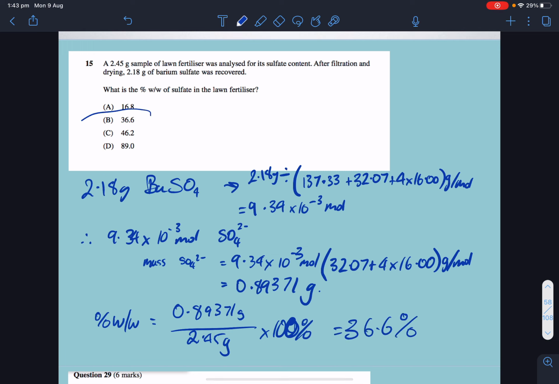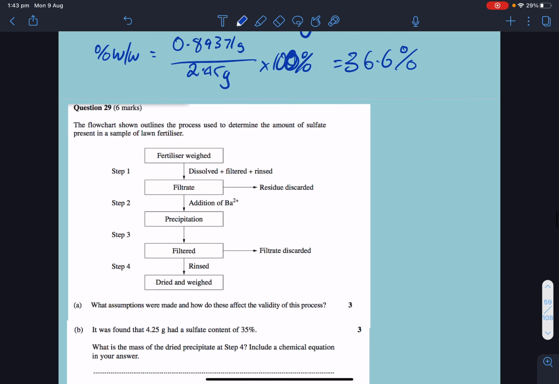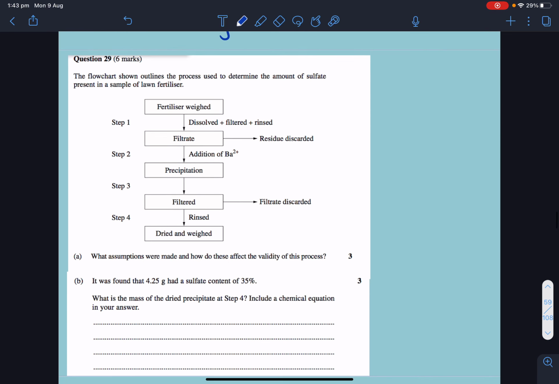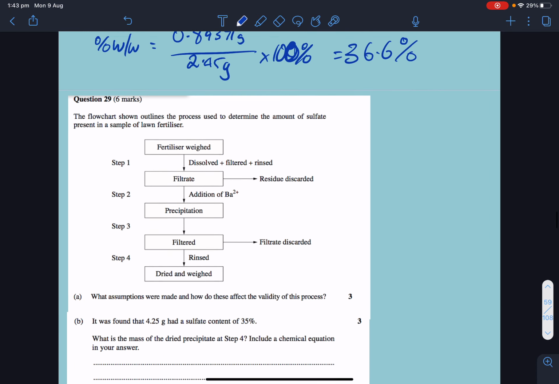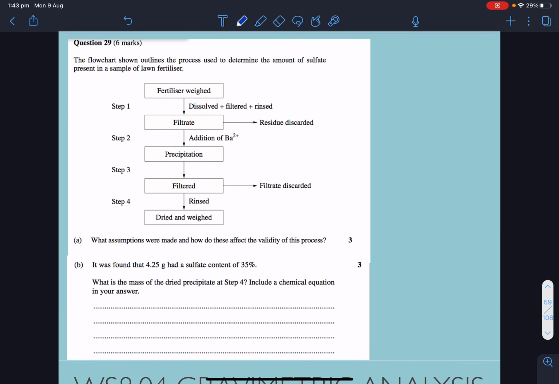So I get answer B there. Okay, let's do another practice one, and that'll be the end. Flowchart. Shown the outlines of the process to determine the amount of sulfate in a sample.